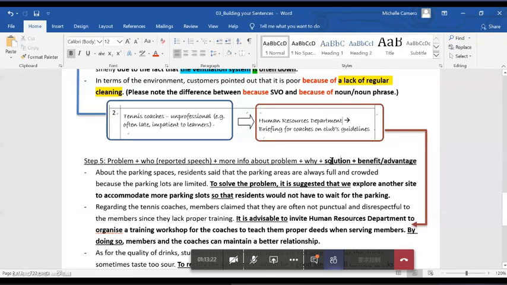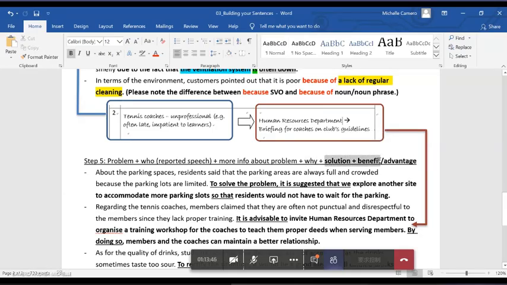Personally, I think solution should be step 5 and this should be step 6, but they put them together as one step. Remember, step 1 is the problem. Step 2 is who complained, the people, and then use reported speech. Step 3 is more information about the problem. Step 4 is why or the reason. And remember, you may or may not have to use this step. It depends on the information they give you.